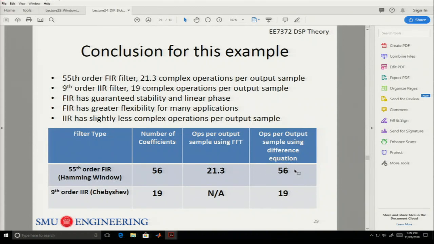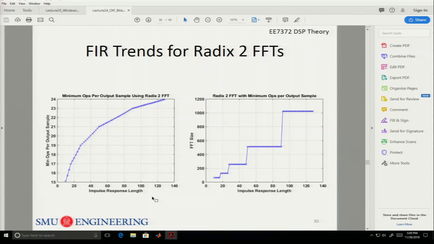If we use the difference equation, not a good idea unless you have plenty of complex multiplies to spare. Using FFTs, you don't use an FFT to do this. You probably could figure out a way to do it, but not doing that. So let's see. What's the trend? Okay, trend diagram.